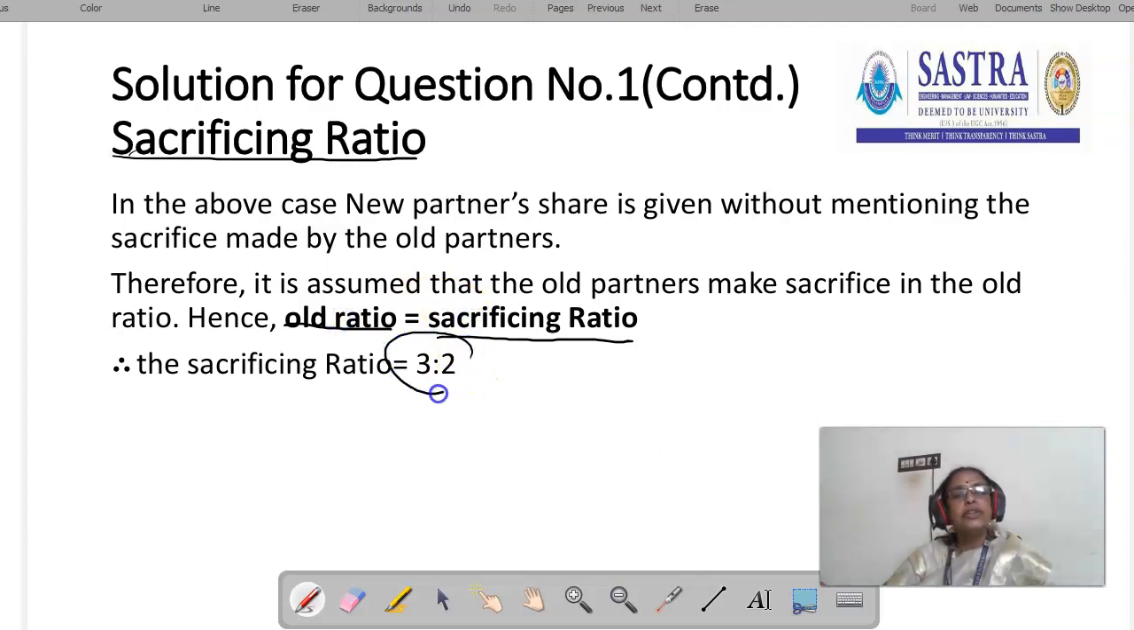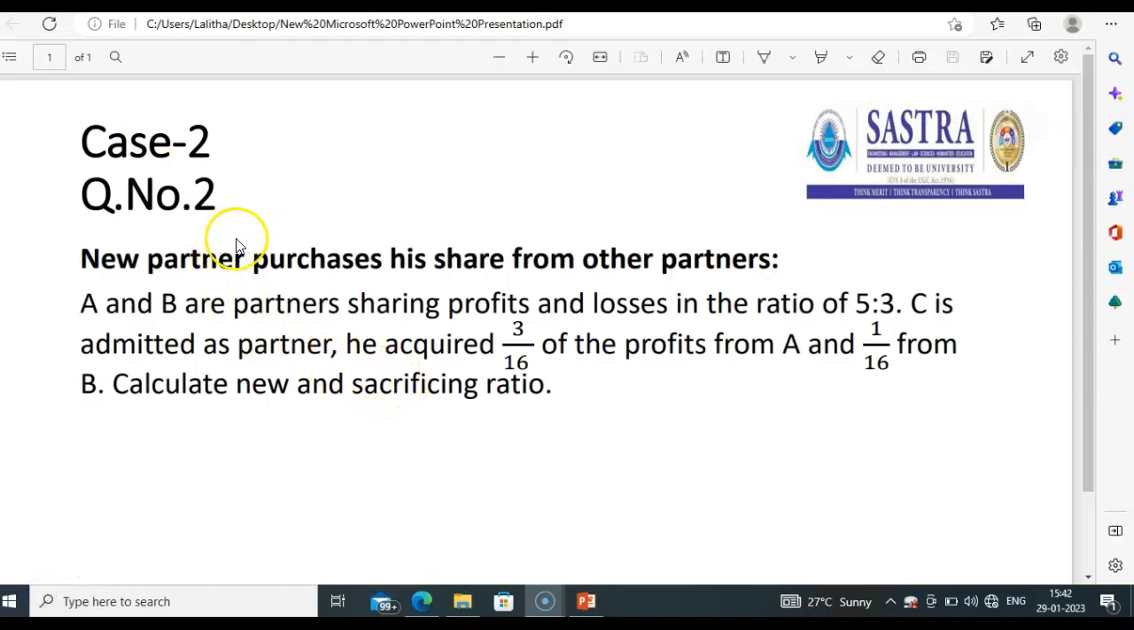What is the old ratio of the old partners? 3:2. That is the sacrificing ratio. This is case number 2, question number 2. New partner purchases his share from other partners. A and B are partners sharing profit and losses in the ratio of 5:3. C is admitted as partner. He acquired 3/16 of the profits from A and 1/16 from B. Calculate new and sacrificing ratio.